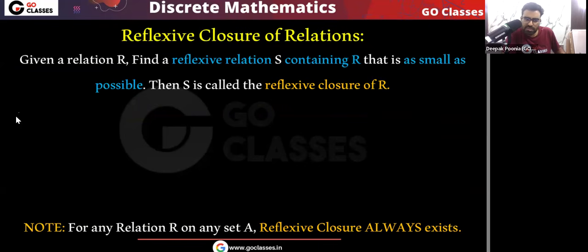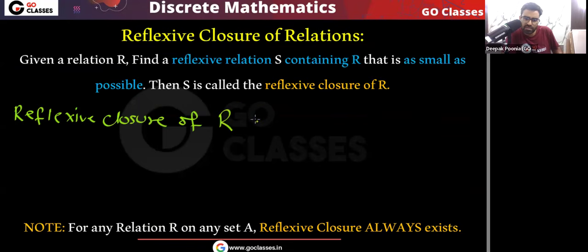That's very simple. The reflexive closure of a relation, what will that be? The reflexive closure of R will be equal to, in this relation R, you add, meaning union, you do the union with the identity relation. That's it. R union with the identity relation will be your reflexive closure.